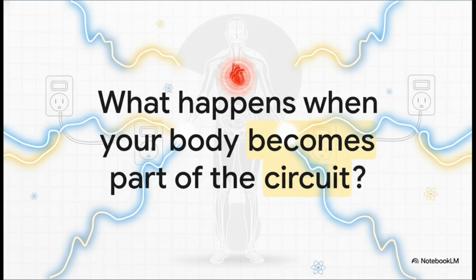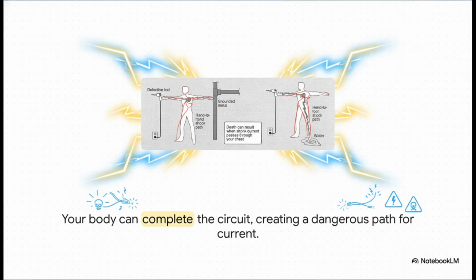Because unfortunately for us, our bodies, which are mostly water and salt, can be surprisingly good conductors of electricity. This image shows the absolute worst case scenarios. Whether the current travels from one hand to the other or from a hand down to a foot, that path cuts right through your torso, right through your heart and your lungs. In that moment, your body accidentally becomes the load in the circuit, and the results can be devastating.